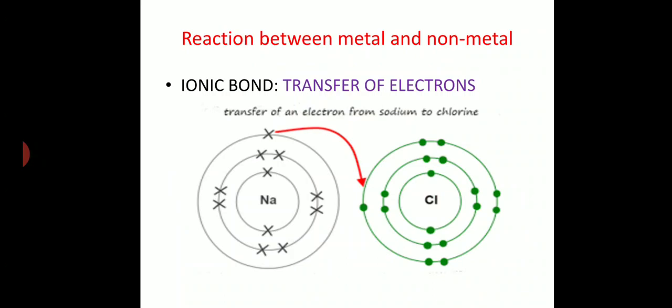So sodium loses an electron to become a sodium positive ion, and chlorine gains an electron to form a chloride negative ion. When the electrostatic force of attraction takes place between cation and anion, the bond formed is known as an ionic bond. So an ionic bond is the bond formed between metals and non-metals by complete transfer of electrons, right.